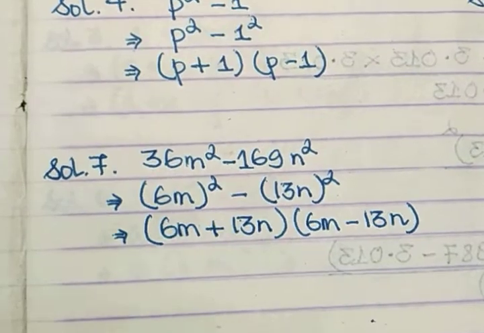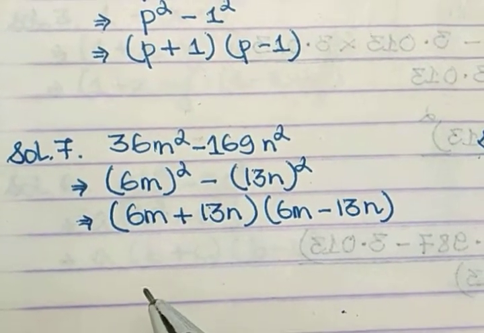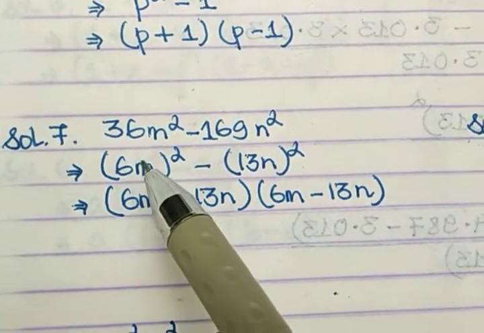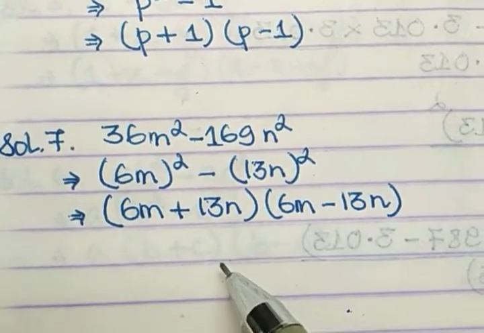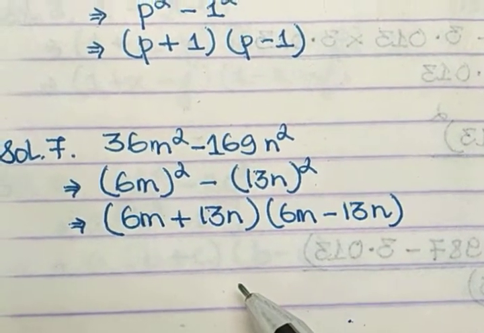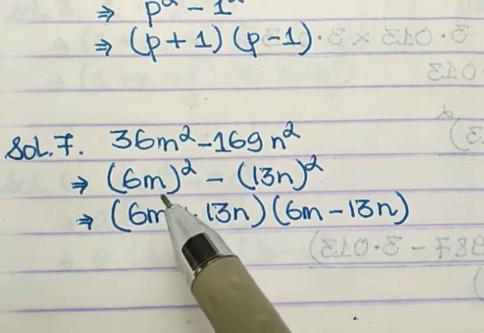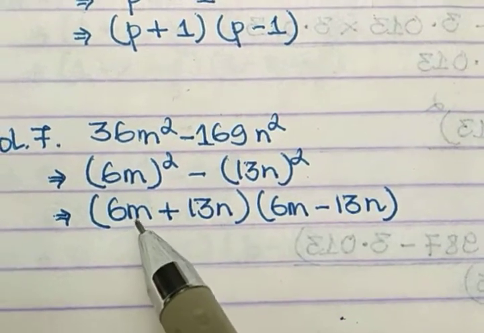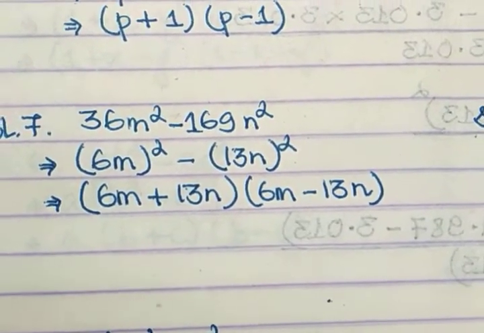Now in question number 7 we have 36m square minus 169n square. Again the same rule applies. 36 is a perfect square of 6, so I have written 6m whole square. Minus 169 is a perfect square of 13, so 13n whole square. I hope you kids are getting it, isn't it? Now it is in the form of a square minus b square, so our expansion is simple, a plus b into a minus b. So 6m plus 13n into 6m minus 13n.